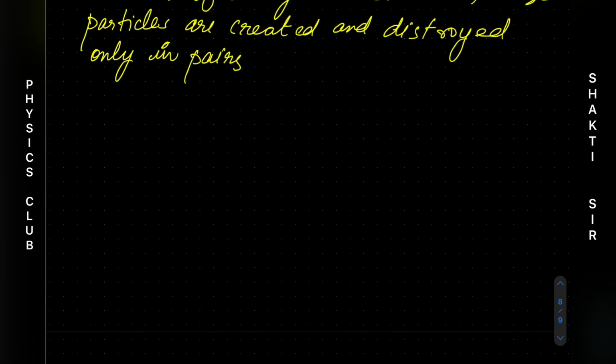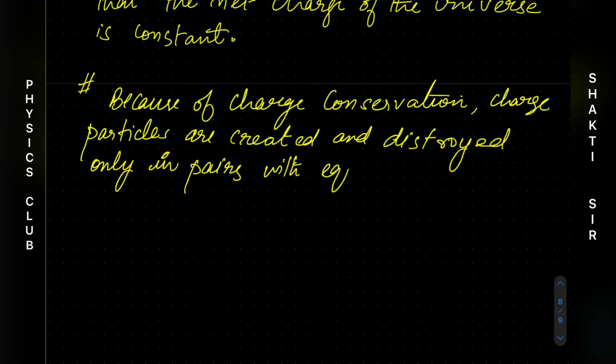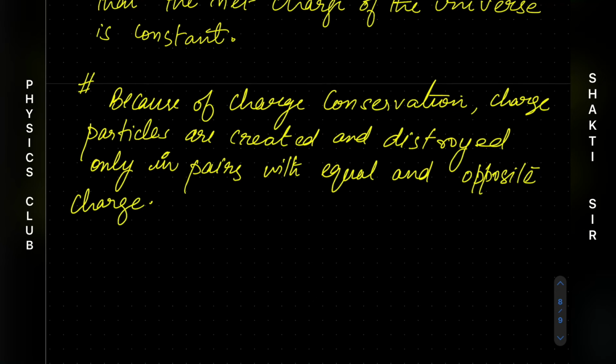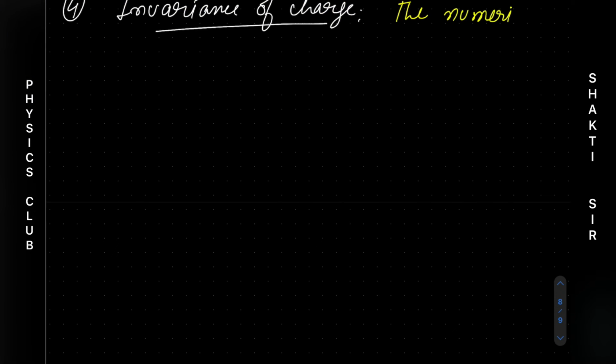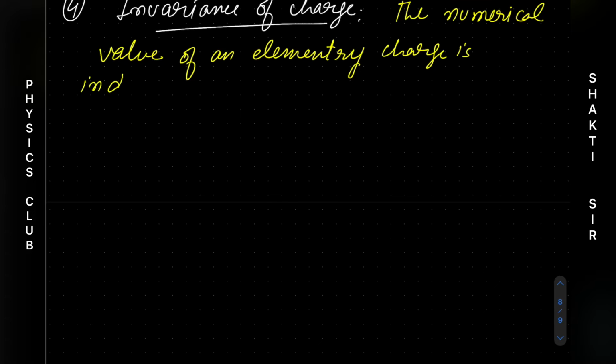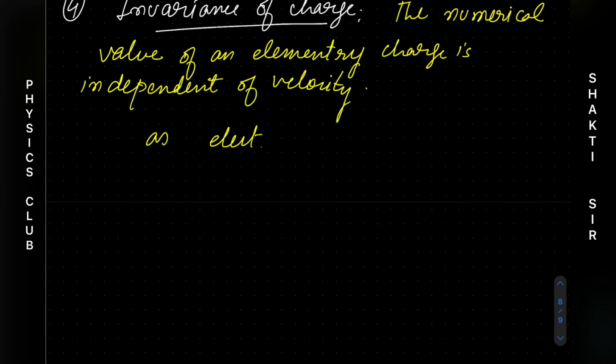So we have discussed three properties of electric charge. Let's move towards the fourth property. The fourth property is invariance of charge. It means that the numerical value of the electric charge does not depend on the velocity of the object. If an object is at rest, its charge is, let's say, 2 coulomb. When it starts moving with some velocity, the charge still remains 2 coulomb. It will not change. Okay, invariance of charge.